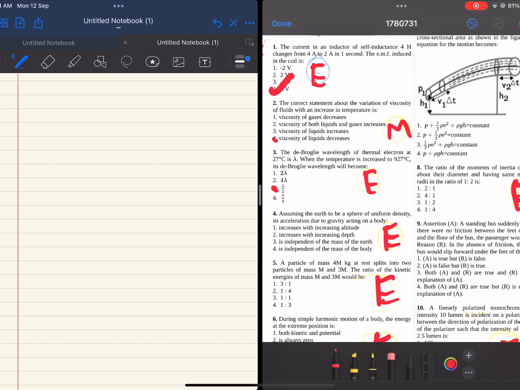Increases with increasing altitude? No, it increases up to a distance and then after that it decreases. Increasing depth? No, it decreases with increasing depth. Is independent of the mass of the earth? No, it is dependent on the mass of the earth.